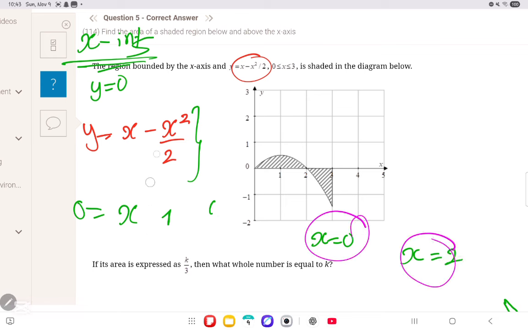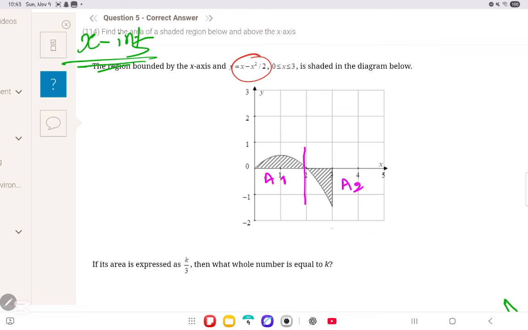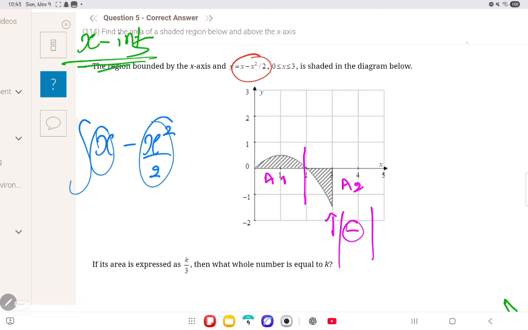Perfect. So now, what does this mean? This means I need to first find the area of this over here, and then I will add it to this area over here. Now what I notice is that this is decreasing over here, so my answer is going to be negative, but I don't take it negative. I need to put it in the absolute value, so it will be positive. Now what do I do now? I have x minus x squared over 2. I need to integrate it. I integrate this alone and I integrate this alone.